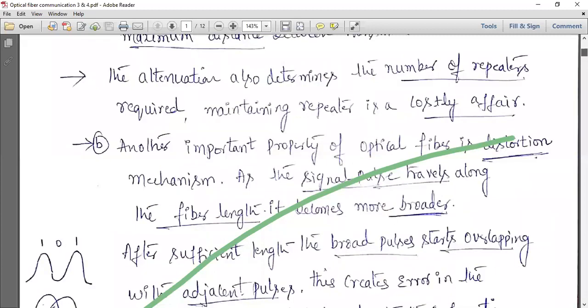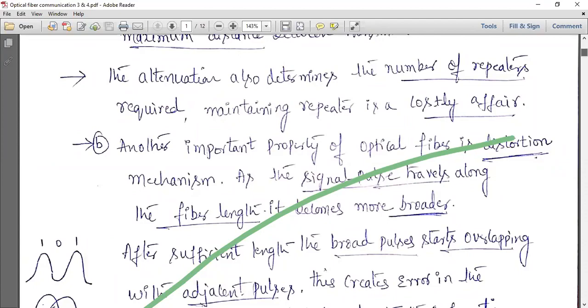Along with attenuation, there is something called distortion. Both signal attenuation and signal distortion lead to signal degradation. So we are studying signal degradation in optical fibers in this particular module. First is signal attenuation. Second is distortion. You have already seen signal distortion. When a signal is distorted, the adjacent pulses get overlapped. That is what you have studied in digital communication.